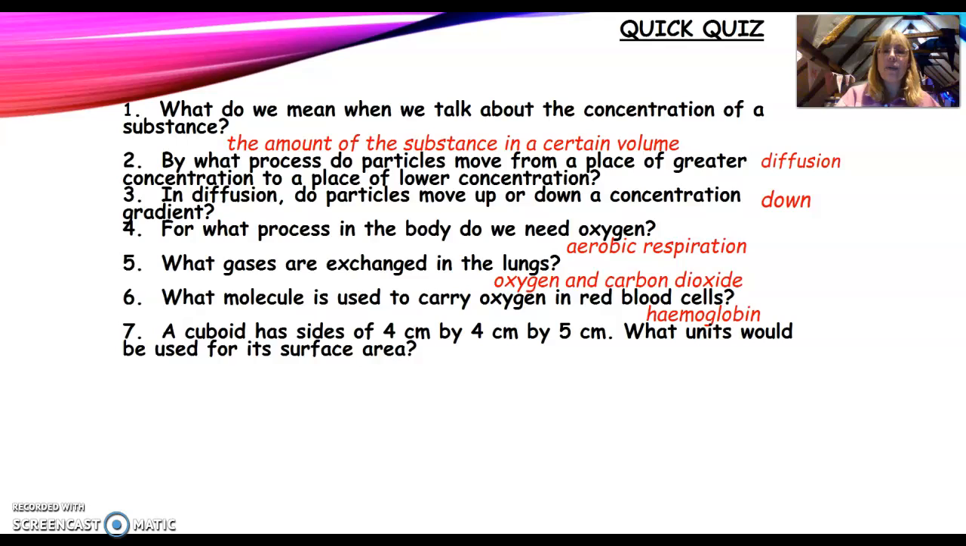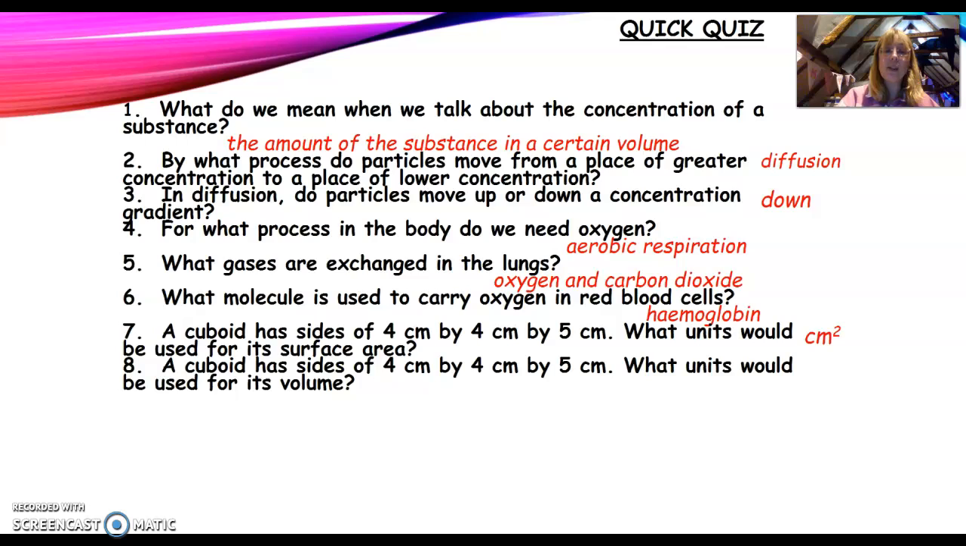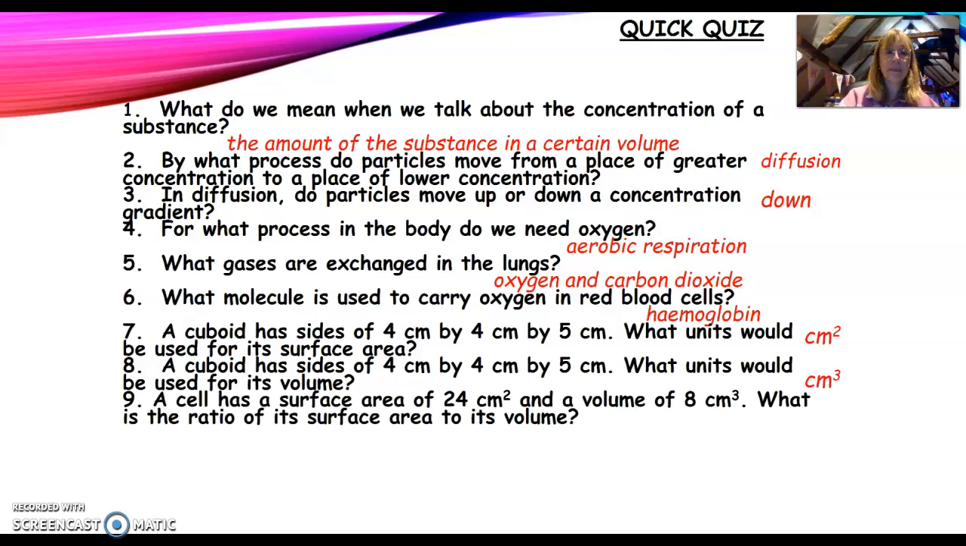A cuboid has a side of 4 centimeters by 4 centimeters by 5 centimeters. What units are used for the surface area? So, of course, for area, it is centimeters squared. If you were looking at the total area, you would have to look at the sides very carefully for that one. And the next one, you are looking at the volume. Volume is always measured in centimeters cubed, which if it was a liquid would be milliliters.